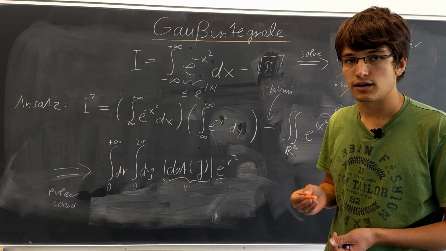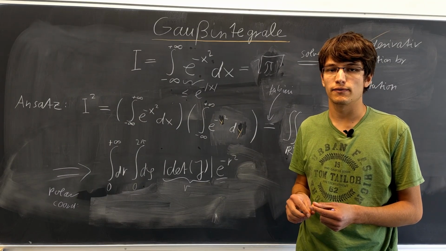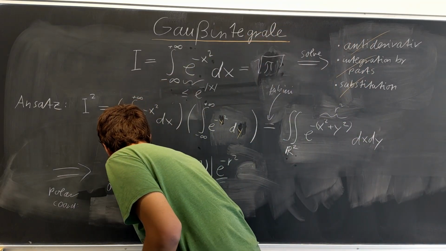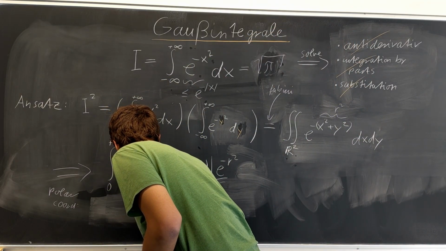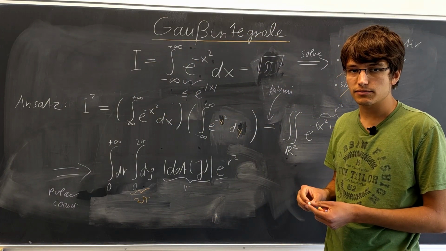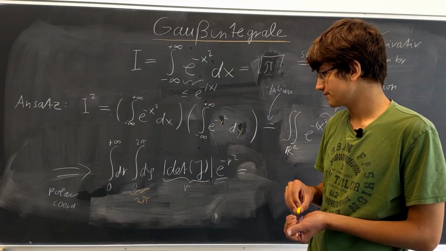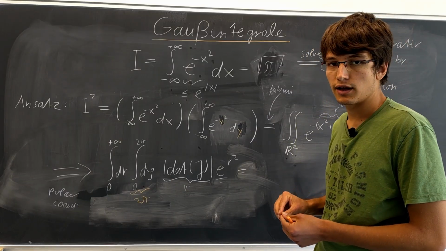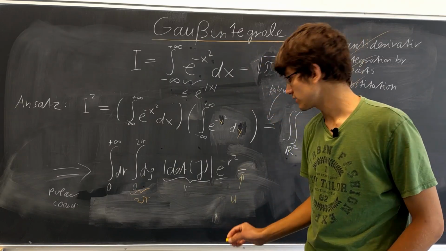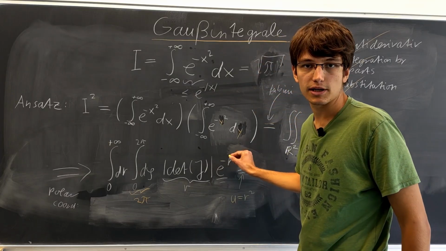We see that in this integral there's no phi dependence, so we can directly evaluate the phi integral and get a constant. To solve the remaining part, we have to use a substitution. We define u as r squared. So this part becomes u.